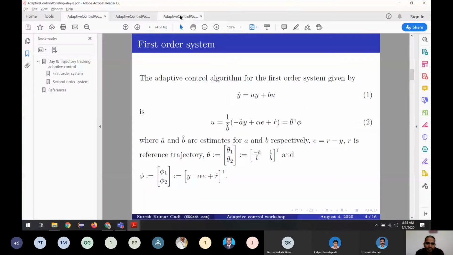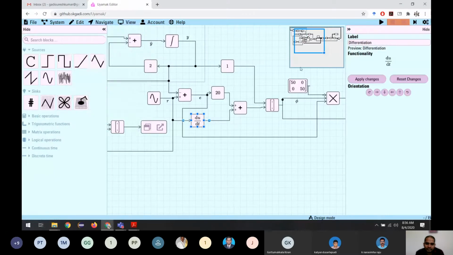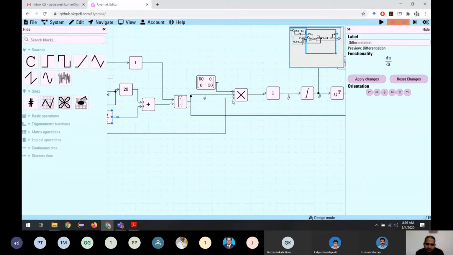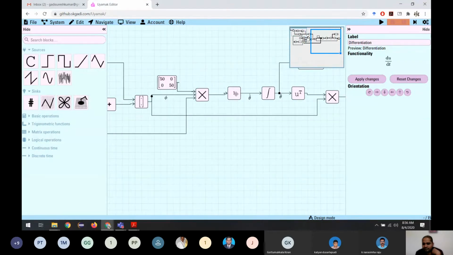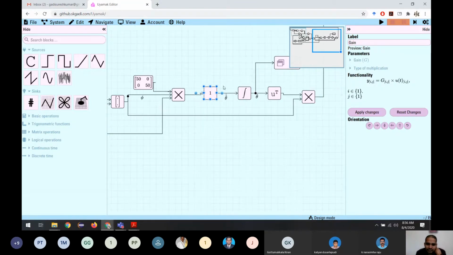So we already know what is the adaptive law. We can have gamma times epsilon times phi. So we multiply all these three things here, and we multiply with another value. I'm keeping this as 1. If you put a higher value, you can say that we are multiplying this matrix with another higher value. This is the same as instead of putting 50 50 here, you can put 1 1, and here you can put 50. It is the same thing. So just to show that, and then we have this theta, and we can calculate the theta.